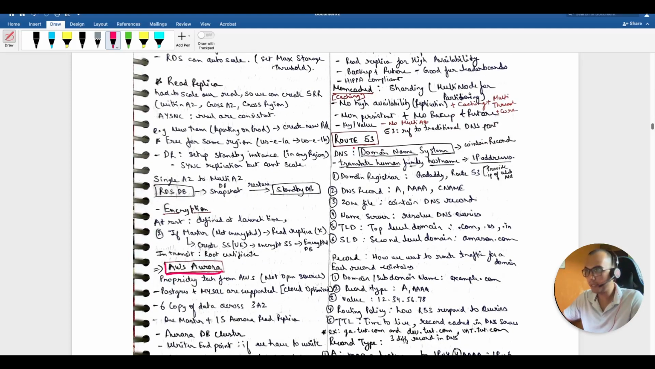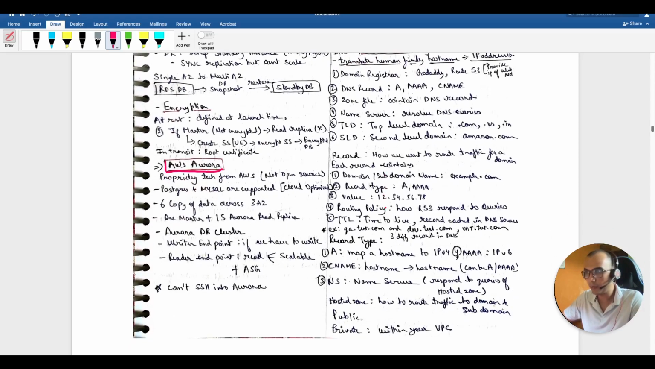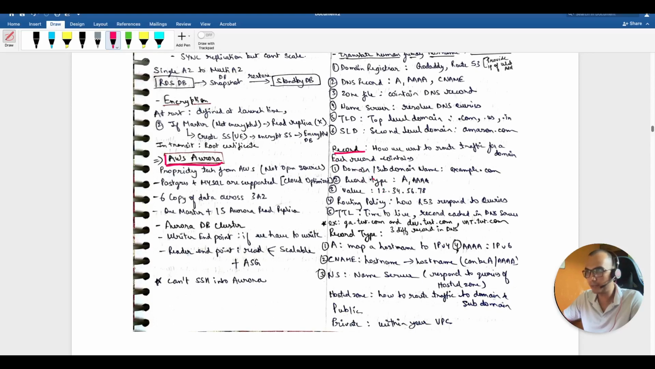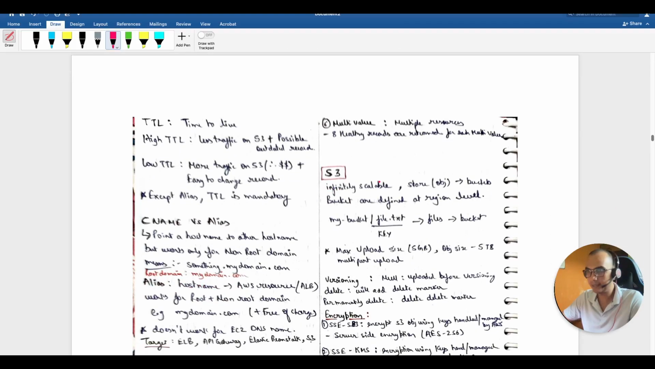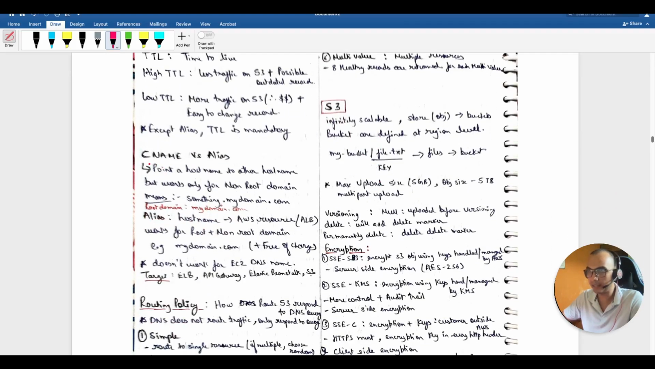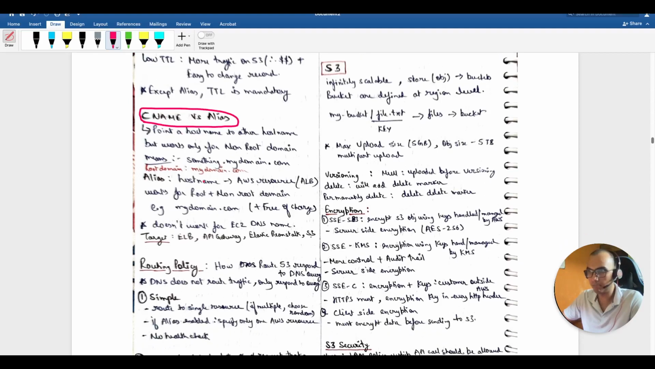Okay. After that, we have Route 53, which decides how the traffic is going to be routed inside our VPC. They have different records, different kinds of domain and subdomain values and everything. So you can have a look into this topic, CNAME versus alias. This is very important, and you should know when to use either of them.